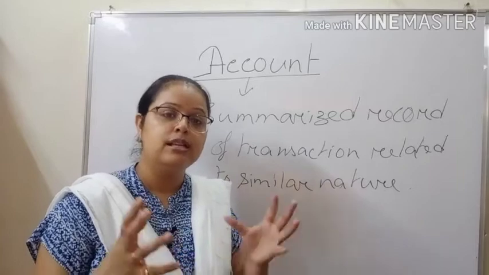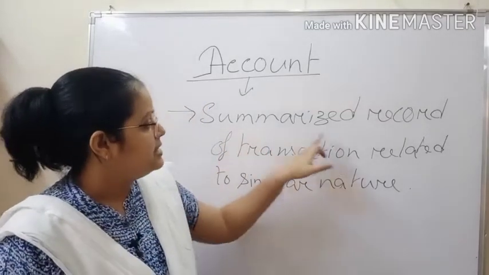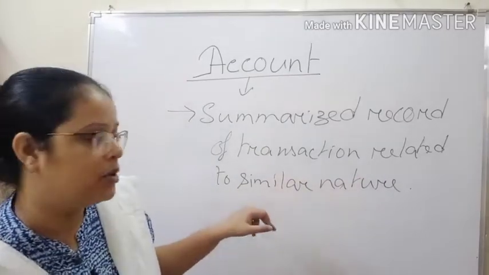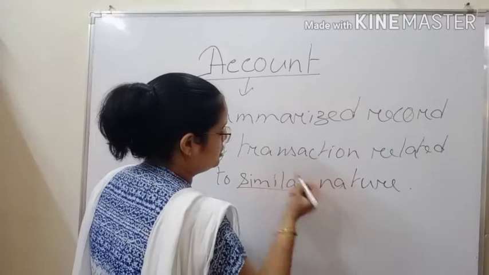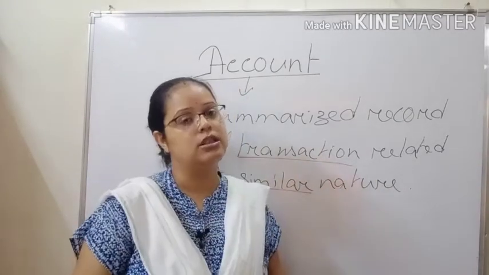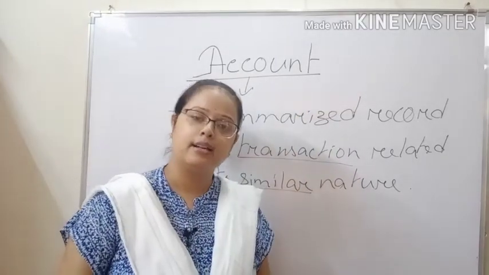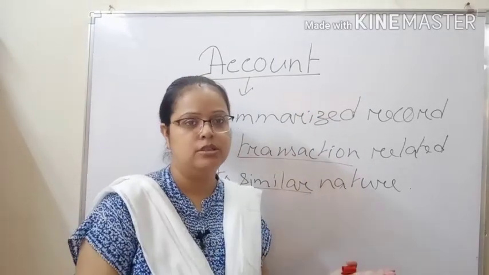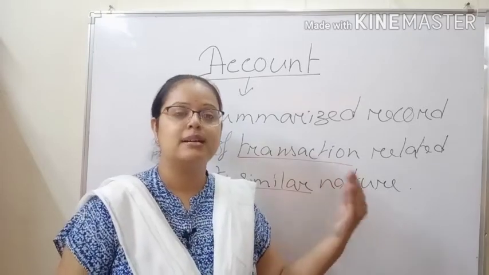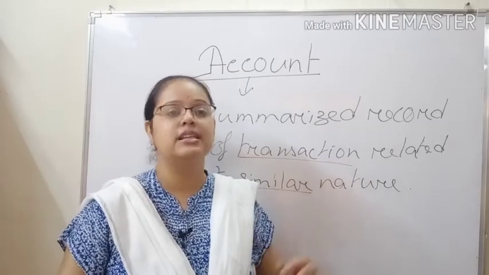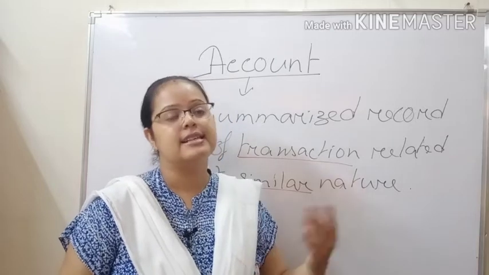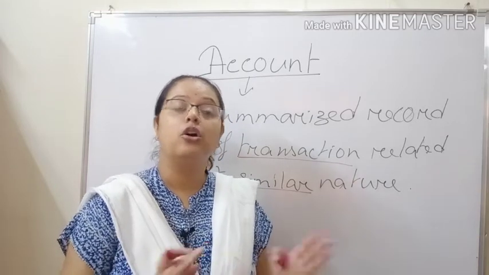We summarize, we sum up the transactions related to similar nature. Transactions of the same nature are summed up and written in a particular book, and that book is called an account. For example, cash account, salary account, furniture account, Mohan account, Jodu account, these are accounts. Clear? If it is a cash account, the cash account means where we record all transactions related to cash of the business.